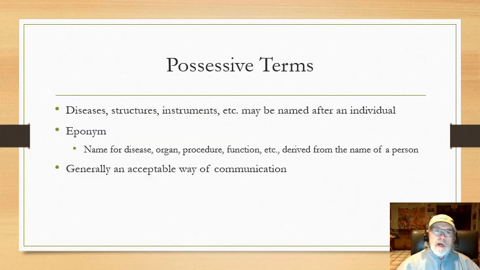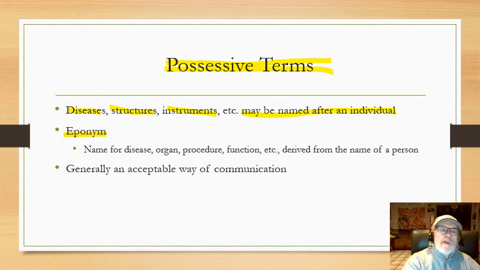A couple other things that we should talk about are possessive terms. I'll just mention some very shortly. This involves certain things like diseases, structures, instruments. All of these are named after an individual or they have a specific name. John, Bob, whatever the case. Or sometimes we have eponyms, where it's a name for a disease, organ, procedure, or function that's derived from the name of a person.